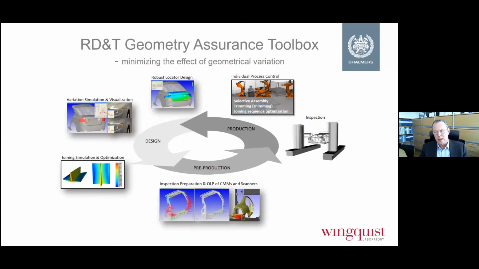In our research group, since we started in '97, we have developed simulation software, RD&T, robust design and tolerancing, which is a toolbox for minimizing the effect of geometrical variation. So we have a number of functions that can assist in this loop to make the product robust, to do variation simulation, see if we meet the requirements, to do joining simulation, optimization, inspection preparation, and to also use inspection data in production to control production. And this is what I will come to, what we call the digital twin, when we use simulation in production to improve quality based on inspection data. So I will come back to that.